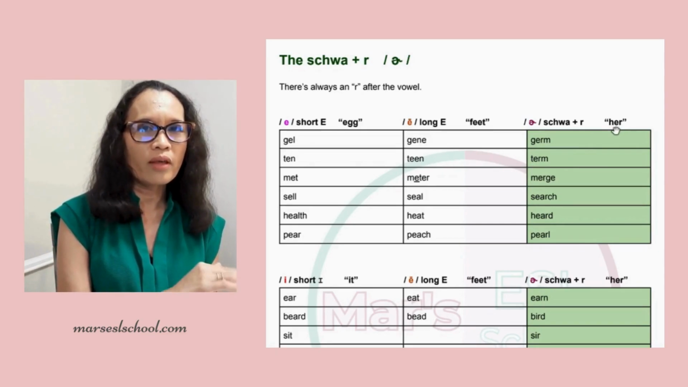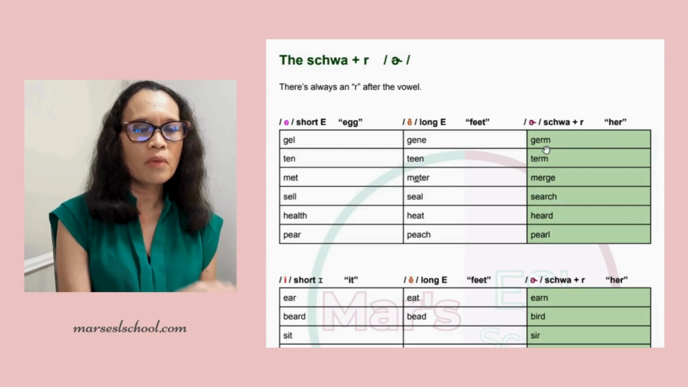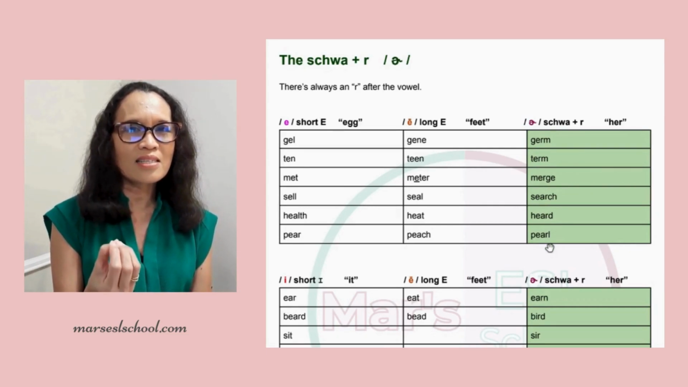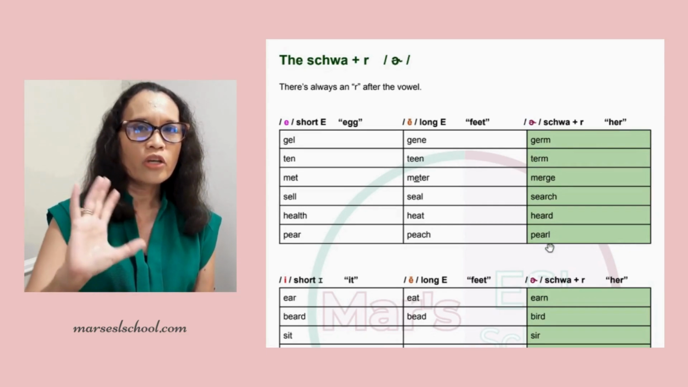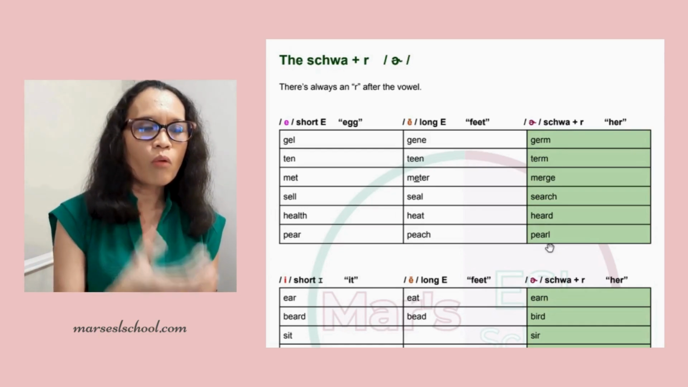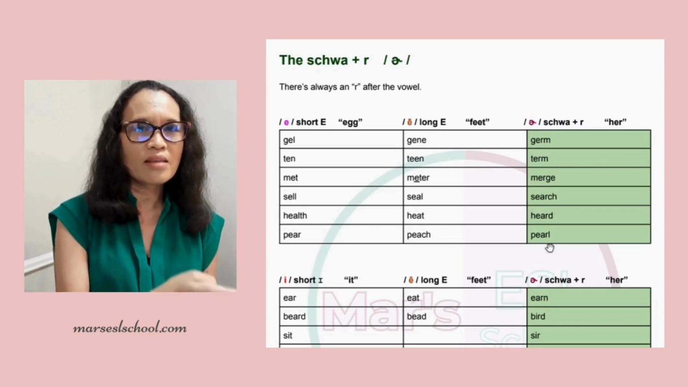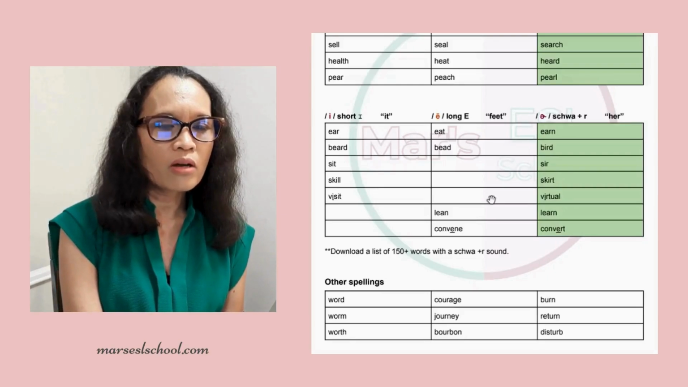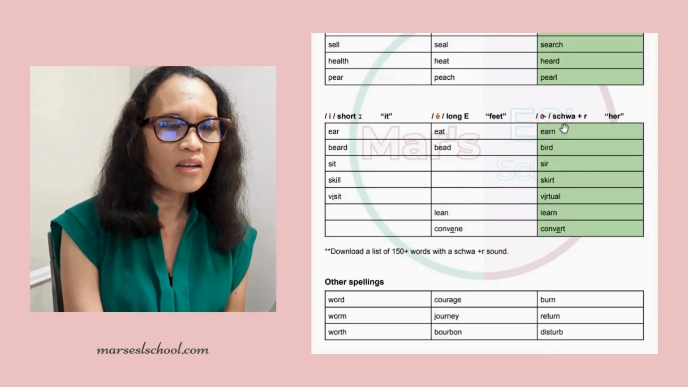Let's start with germ, term, merge, search, heard, and pearl. And you can see it's very consistent for all of them. The shape of your mouth, your lips, it's always the same because we're doing the same sound. And we can move on to another set of examples.